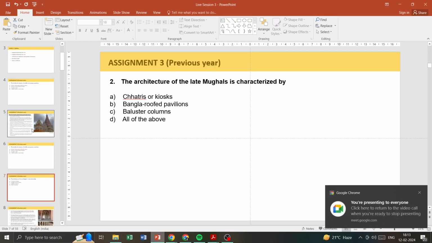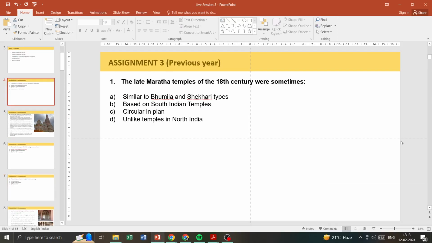So question number 1: the late Maratha temples of the 18th century were sometimes, number 1, similar to Bhumija and Shekhari types; based on South Indian types; circular in plan; or unlike temples in North India.